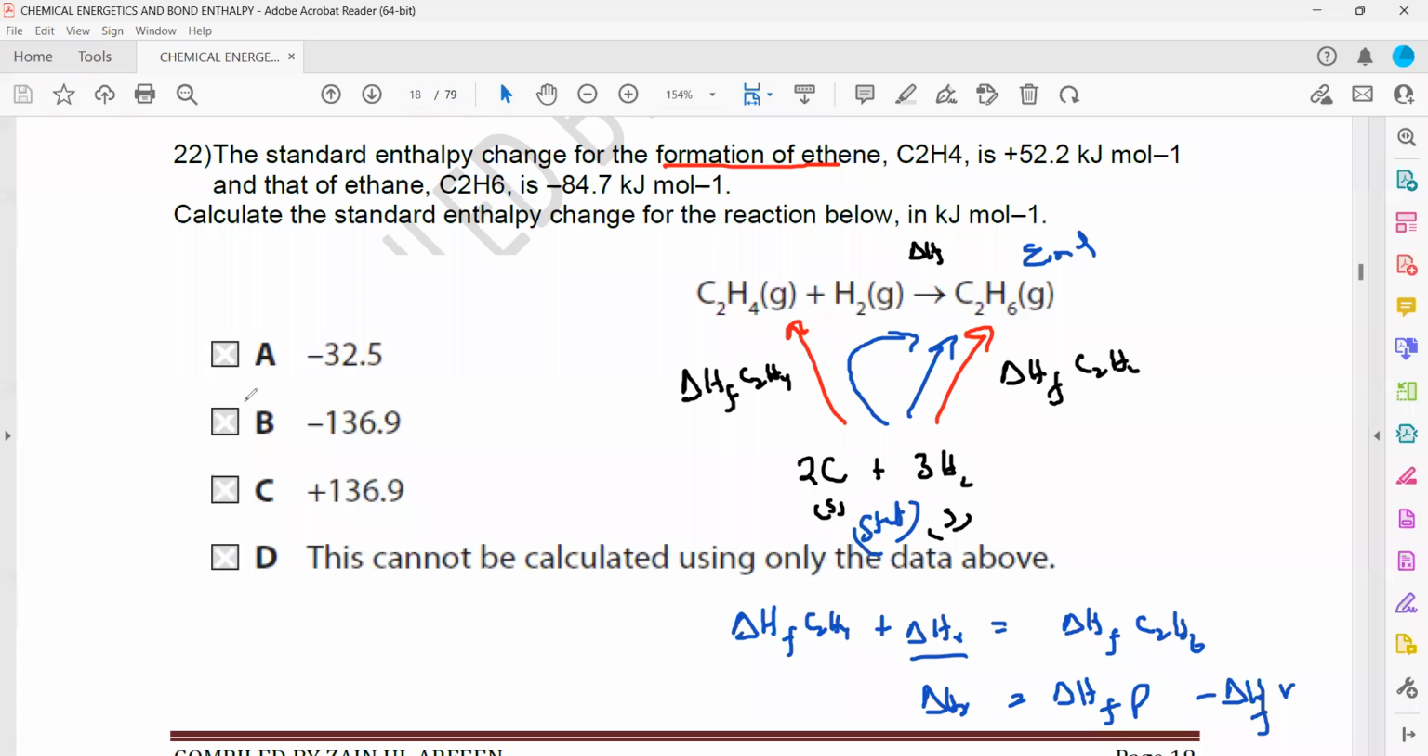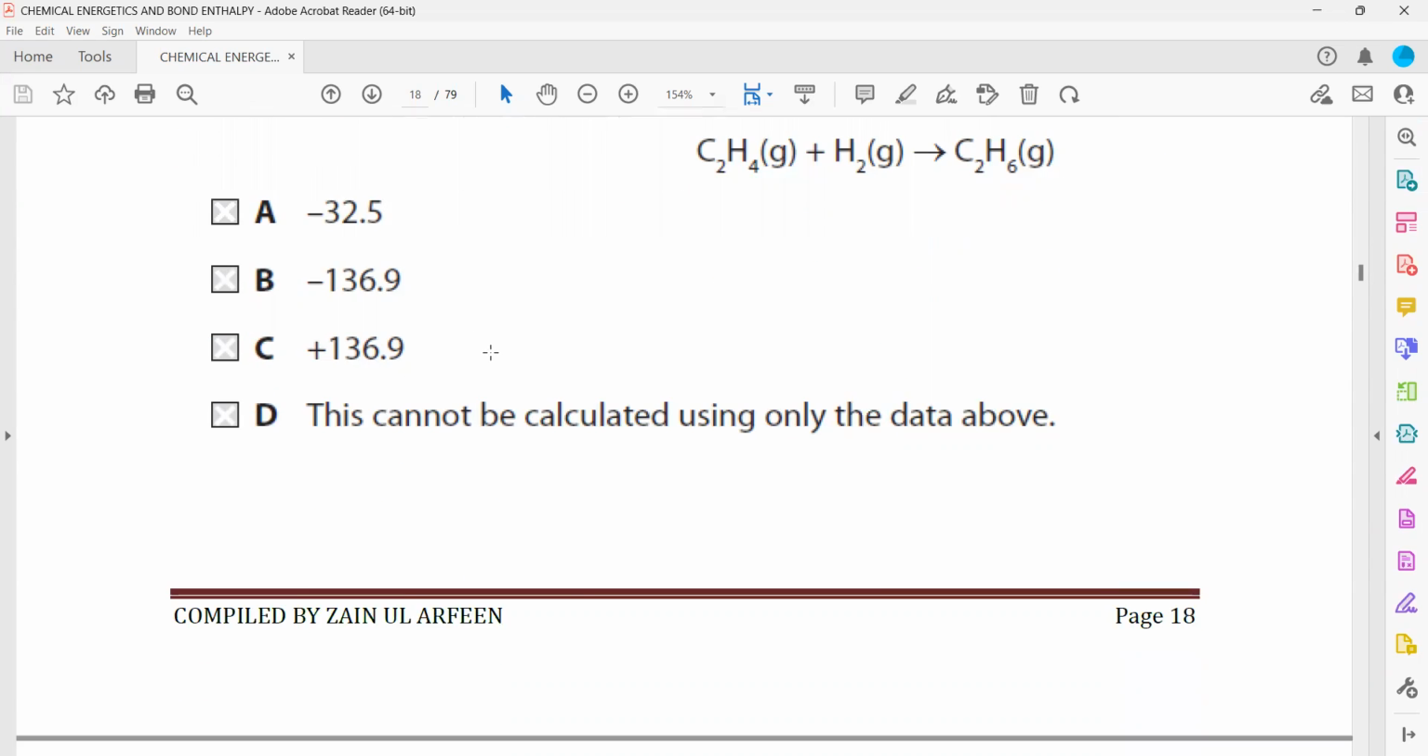So the product formation is given, the reactant formation is given, the product is given. So we just substitute minus 84.7 minus 52.2. When we simplify, it will be negative 136.9. So whenever formation is given, you will add a link element. If combustion is given, you will write a combustion product for both reactant and product, and the arrows must point outwards.